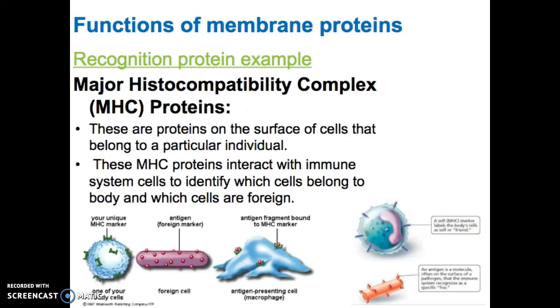MHC proteins, or major histocompatibility complexes, they're proteins on the surface of our cells, and they belong to each individual. And so these MHC proteins will interact with our immune system to identify which cells are ours and which cells are not. This is what basically, when you get a fever or something like that, that's your body registering a foreign cell. And the way that it does that is with MHC proteins, okay?